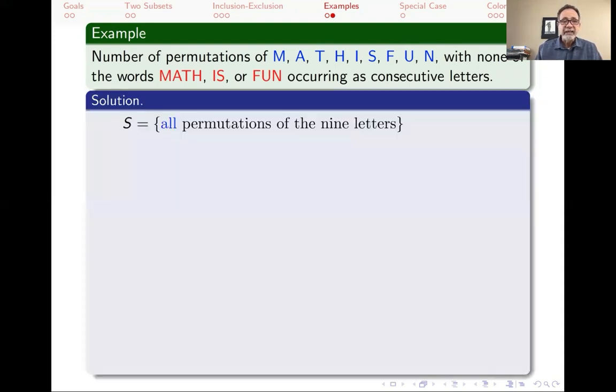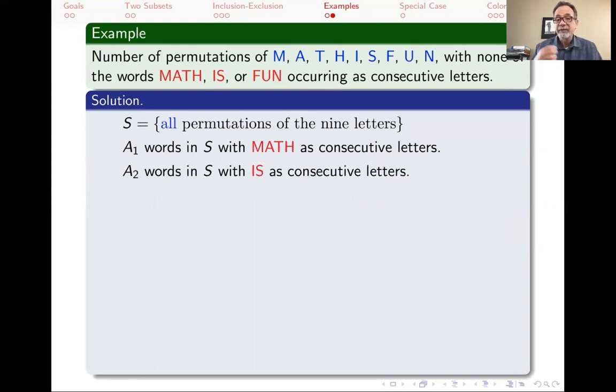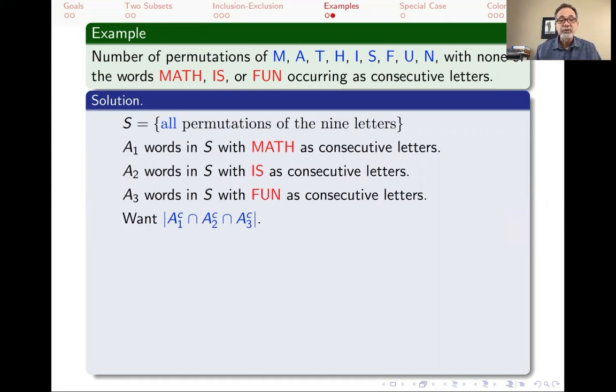So we say that S is all permutations of the 9 letters. And then we say A1 is the ones that have math as consecutive letters, because again, that's something we don't want. And A2 is the ones that have the word is as consecutive letters in the right order. And A3 the same with fun. And what we want is A1 complement intersection A2 complement intersection A3 complement. We want to know the size of that. How many elements of S are not in A1, A2, and A3? And we know how to do that if we can find the size of each one of these things.